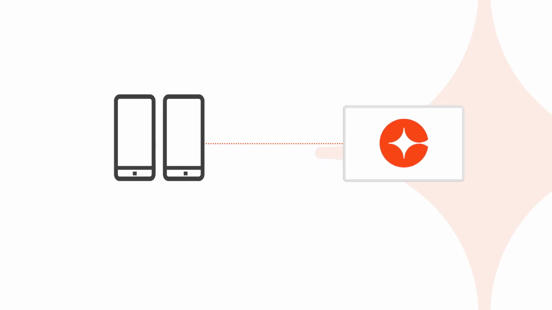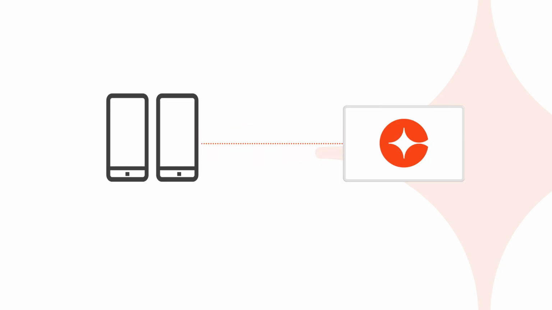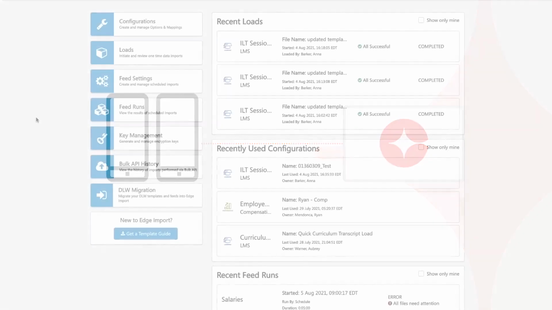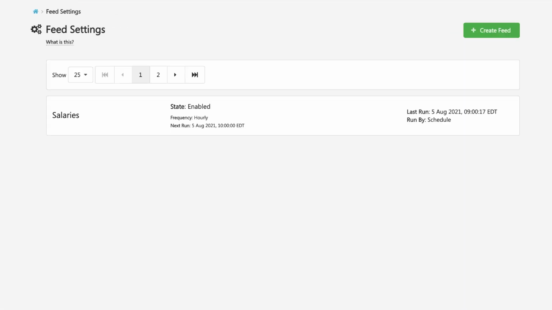To ensure your Cornerstone portal has the most up-to-date data, you can create data feeds that import one or more files on a scheduled basis. These files are typically generated by an HRIS or third-party vendor and placed on your Cornerstone-provided FTP. To create a new data feed, select the feed settings from the Cornerstone Extend Import homepage.